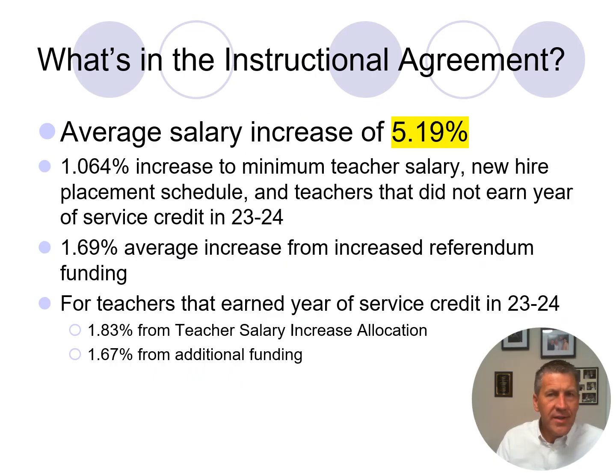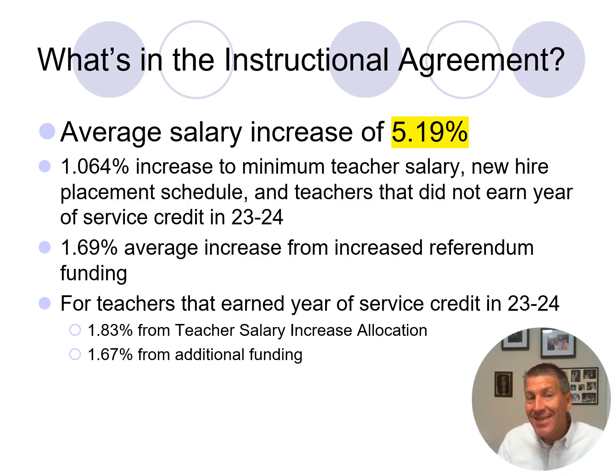Okay, so what's in the instructional agreement? Well, first of all, it includes an average salary increase of 5.19%. So where do we get to that number? Well, there's 1.064% for an increase to the minimum teacher salary, the new hire placement schedule, and for those teachers that did not earn a year of service credit in 23-24.